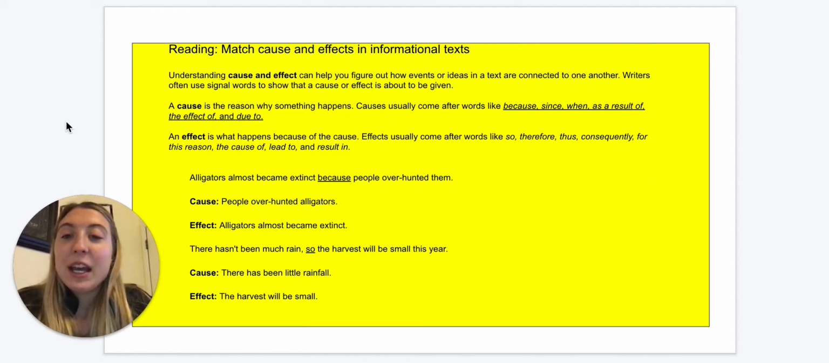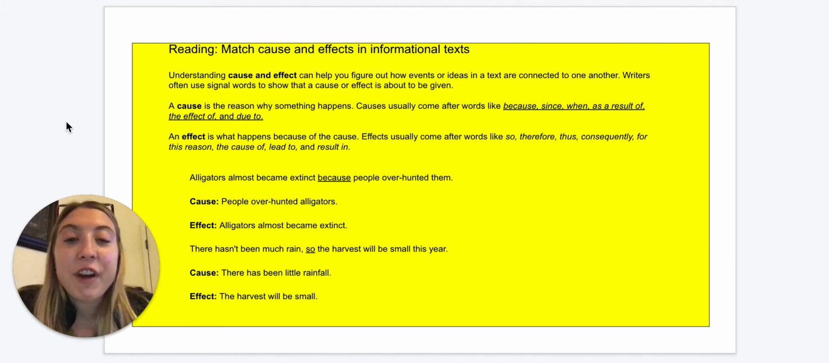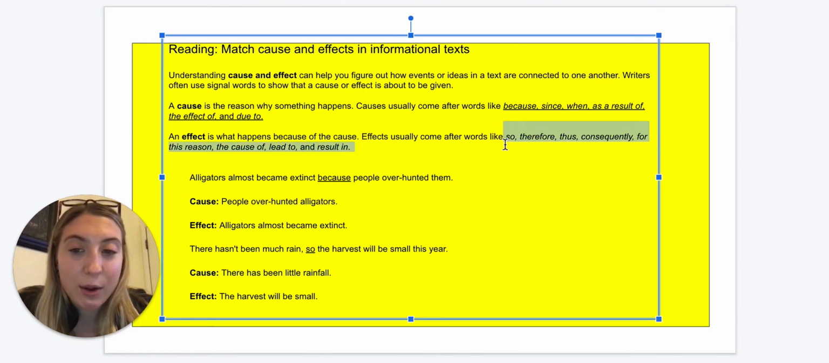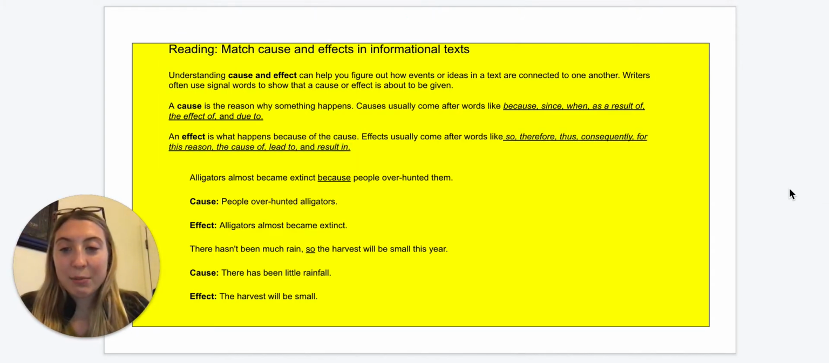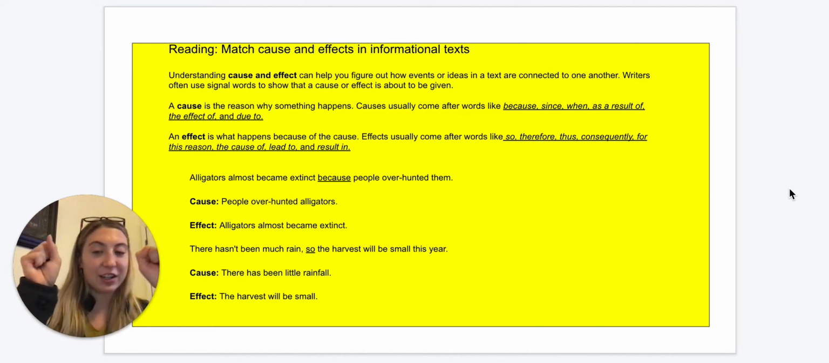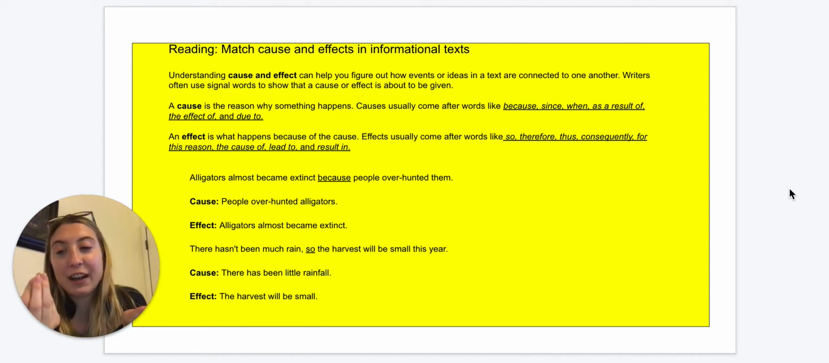All right, so a cause is why something happened. An effect is what happens because of the cause. So the cause happened, and then the aftermath is the effect. This is what happened because that happened. Effects usually come after words like so, therefore, thus, consequently, for this reason, the cause of, led to, and result in. So that's going to be the effect. The cause happens first, and then the effect second. So because this happened, here's the result, here's how something has been changed.